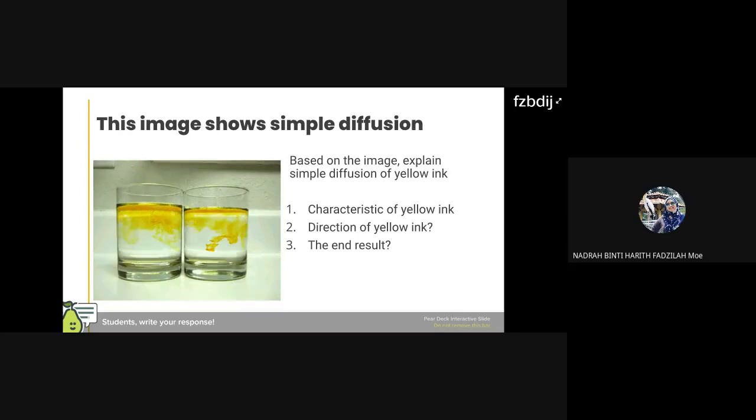What characteristic of yellow ink enables it to move this way? And what is the direction of movement of the yellow ink? And what is the end result? What is the end result that we can see in that glass of water?